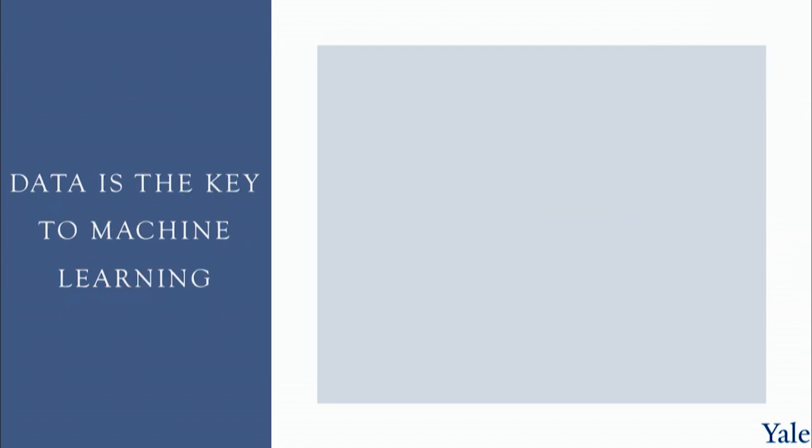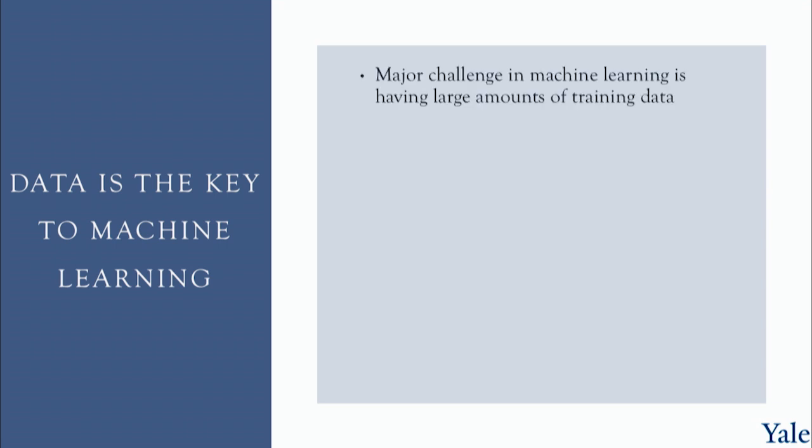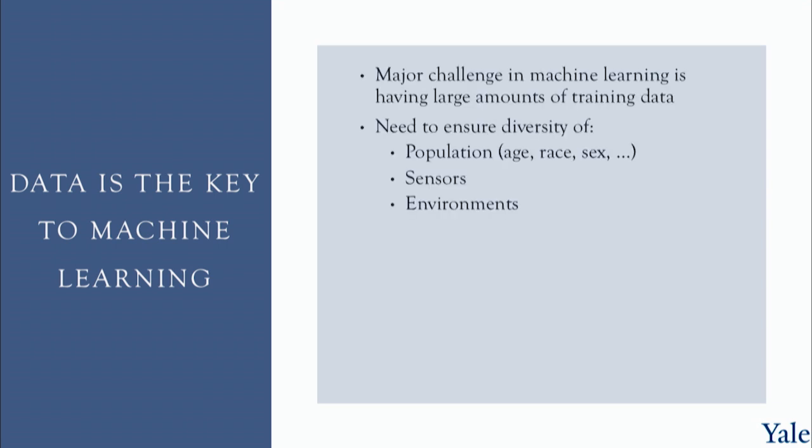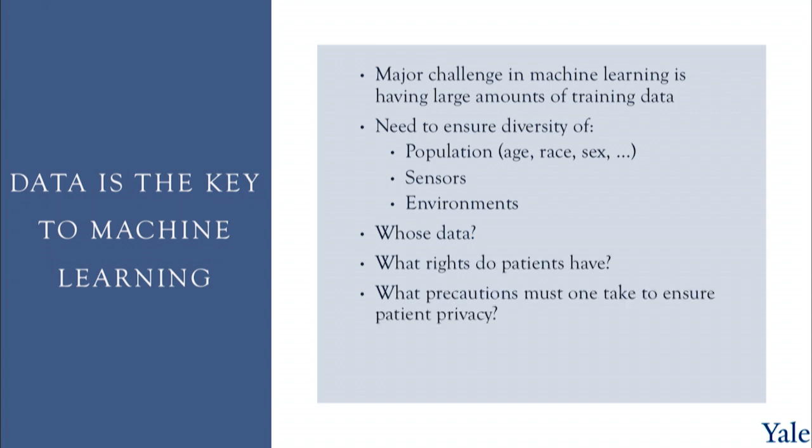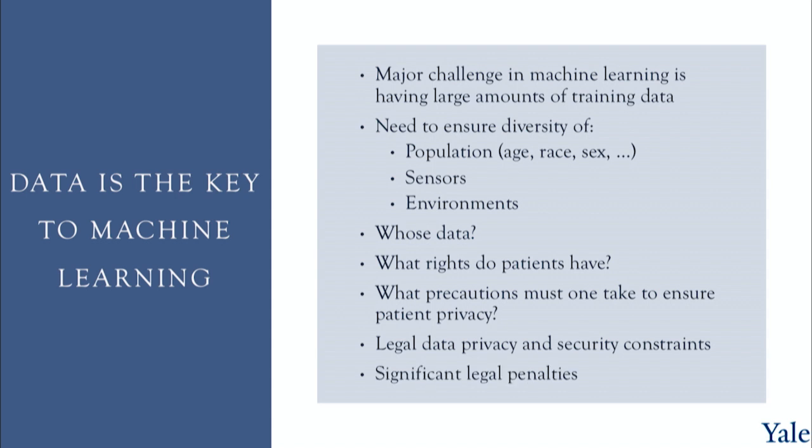So all these data privacy concerns are becoming particularly important because data is the key to machine learning. A major challenge in machine learning is having large amounts of training data. We need to ensure, as I mentioned before, diversity of population, of sensors, of environments. But questions come up here, like whose data are we talking about? What rights do the patients have? What precautions must one take to ensure patient privacy? And there are legal data privacy and security constraints, and especially when it comes to HIPAA, there are significant legal penalties to any leakage of personal patient data information.